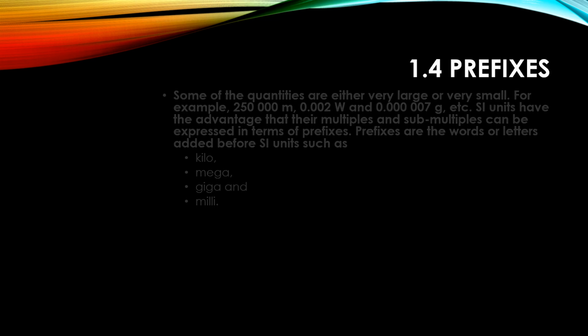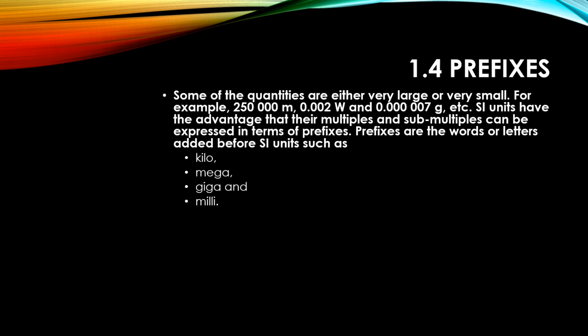The next topic that I am going to explain is prefixes. You all must have used prefixes in English, but I will tell you how and where to use prefixes in physics. In physics, we come across many physical quantities which are either very large or very small. For example, 250,000 meter, 0.02 watt or 0.000007 grams, etc. To write such quantities we use the decimal form along with the power of 10, and SI units also have the advantage that their multiples and submultiples can be expressed in the form of prefixes.